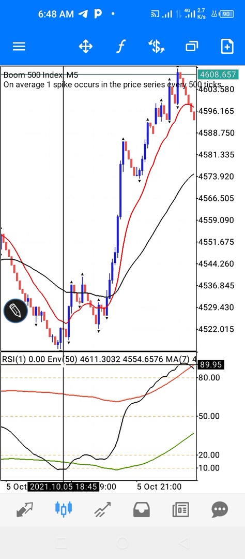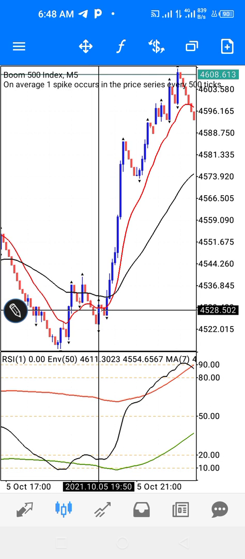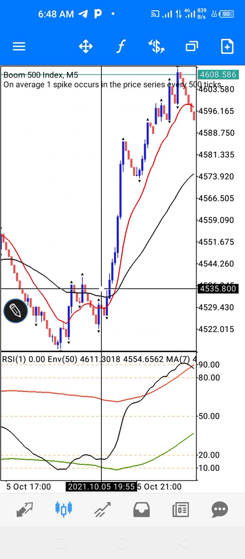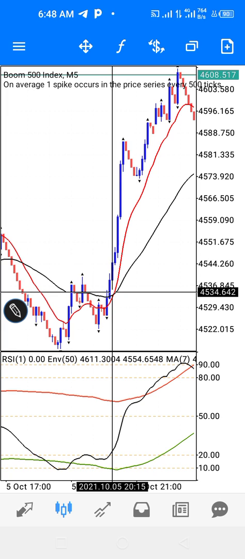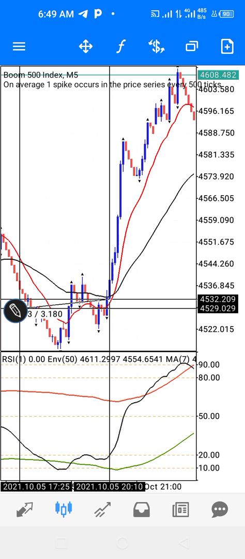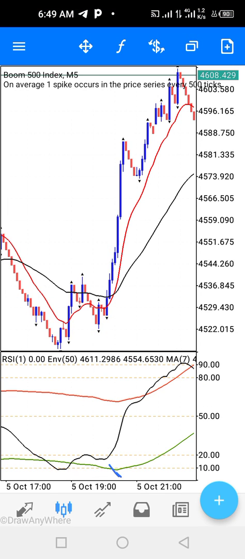Then there was a retracement back. You now have your 50 and 13 moving averages crossing together here, right? Your envelope is still at this 10 level here. That was why you have this 13-50 cross. So you can place another buy here, and you have it like this.